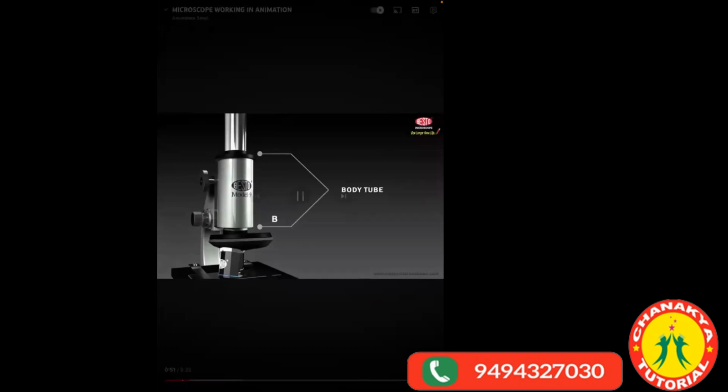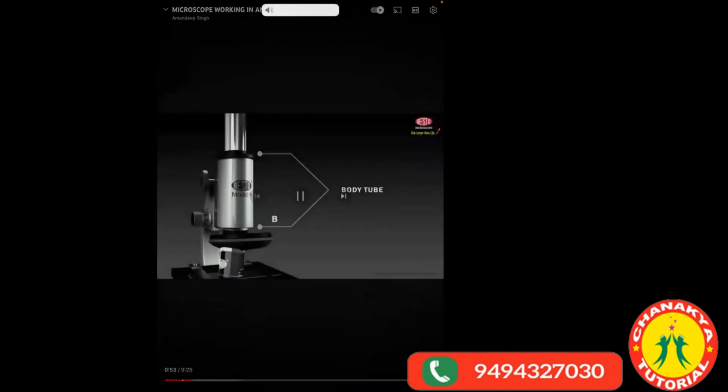B. The body tube holds the eyepiece in position over the revolving nosepiece and the objectives.